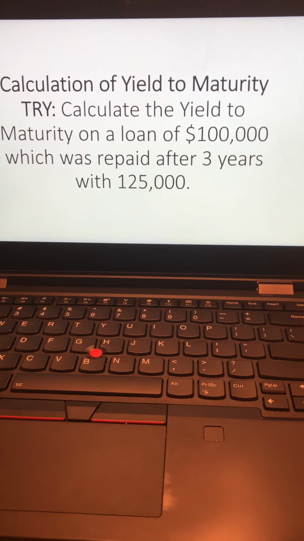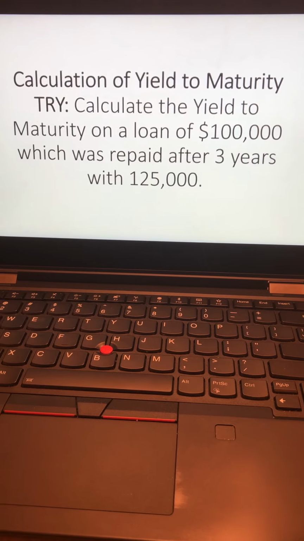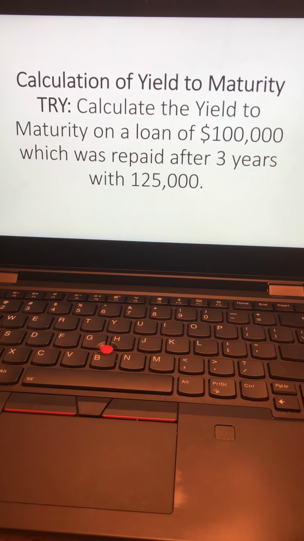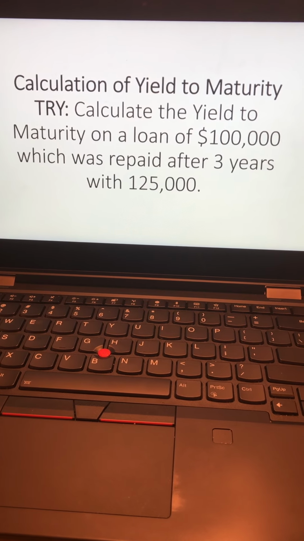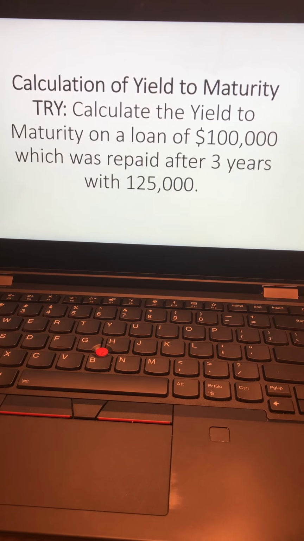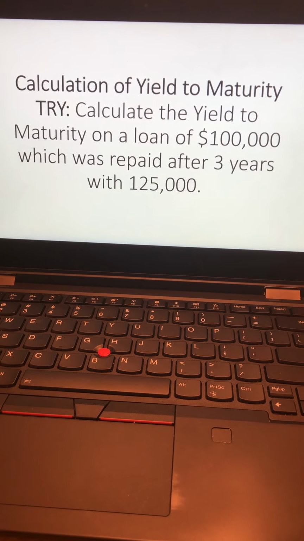Hello, we will be calculating the yield to maturity using a financial calculator. I will be using the Texas Instruments BA II Plus to show you the calculations.